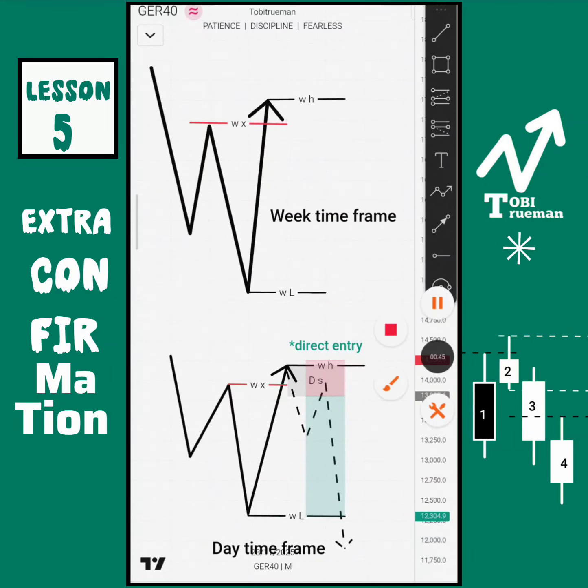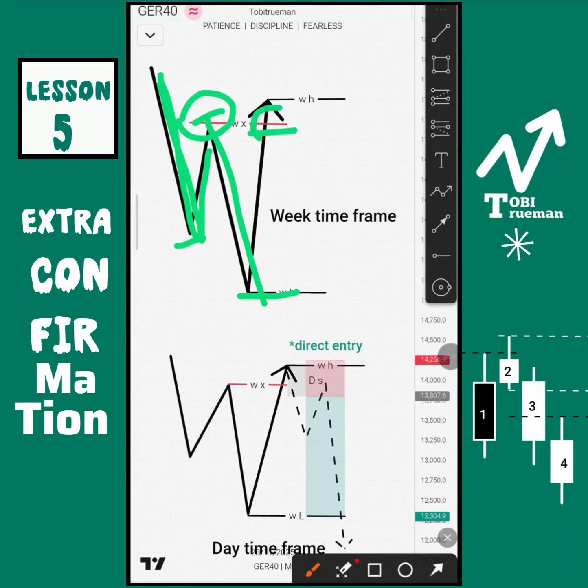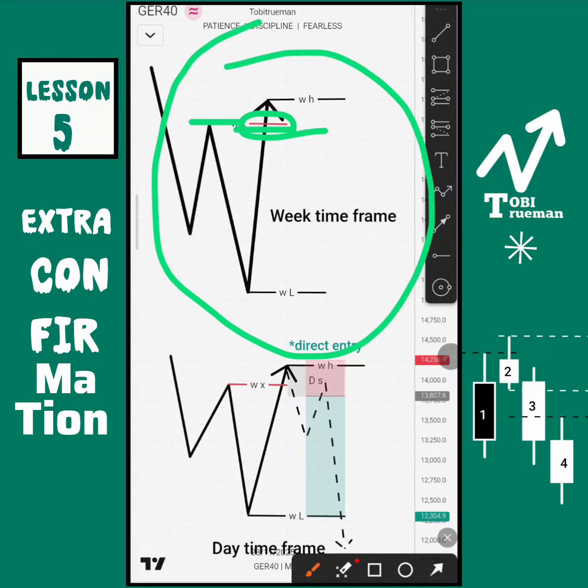Now, what do I mean by extra confirmation? This is the usual chart we want, whereby we see on the monthly time frame or weekly time frame. In this scenario, we are going to be using the weekly time frame, where price is making a lower low, higher high. Price has made a low here, then price came to this point to take out this previous week high, which we can call a previous week high sweep. We observe this type of setting on the weekly time frame.